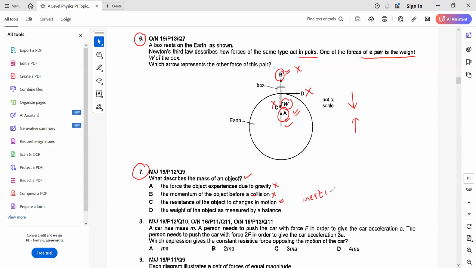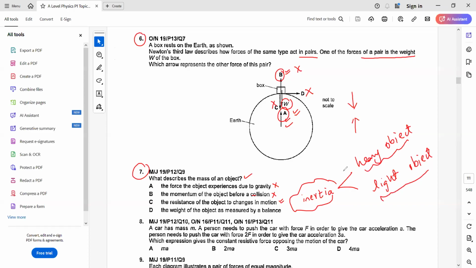We can realize it through an example. It is very difficult to stop a heavy object, and it is very easy to stop a light object, right? So why do they differ? Because the heavy object shows greater resistance, and the light object shows lesser resistance. So there is more inertia. So C refers to mass, which is correct.